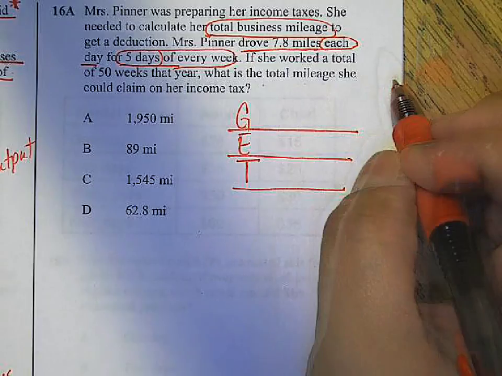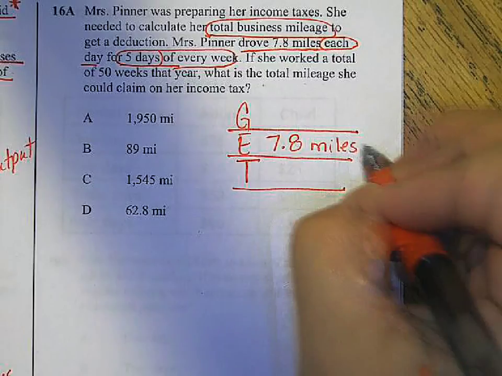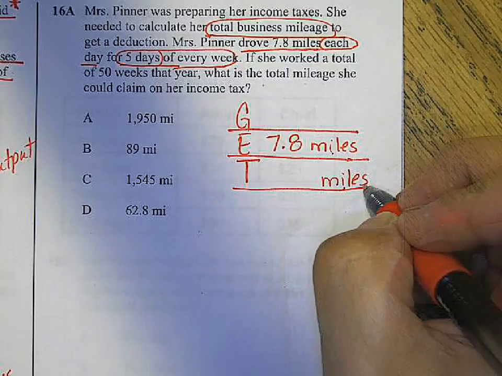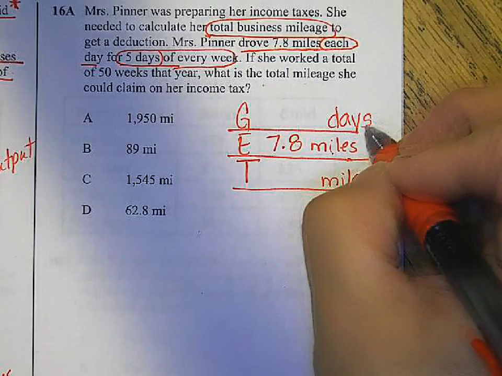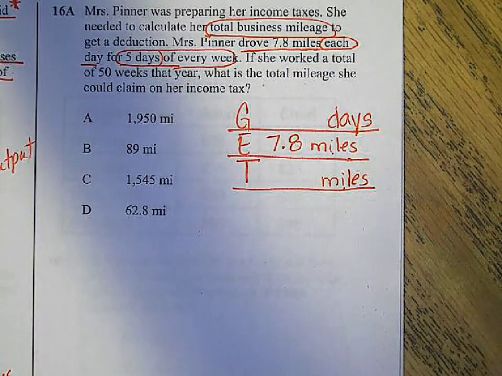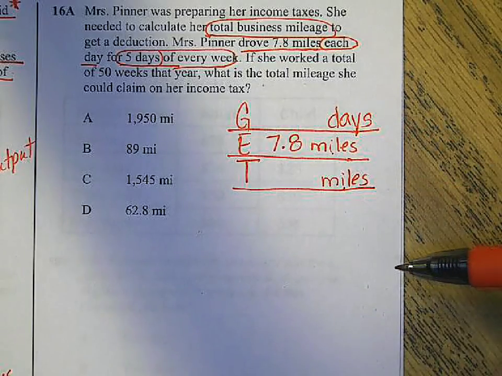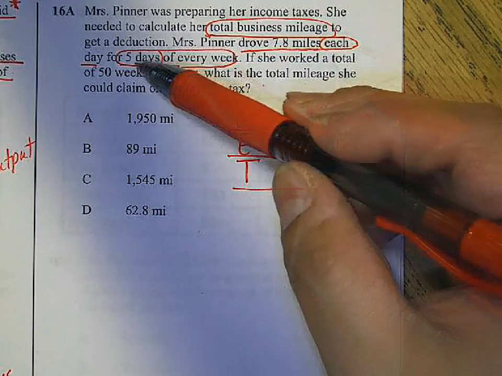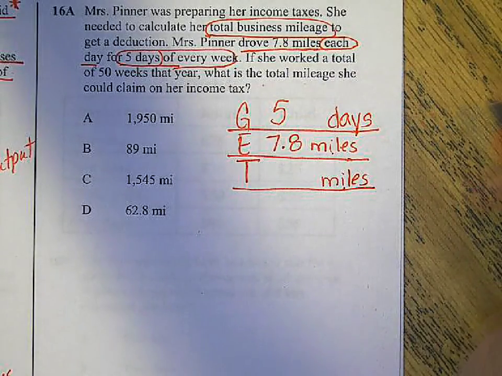So 7.8 miles each day, that goes here, right? If this is miles, then what is this? Miles. If this is miles, this is miles, this is what? What did we break up the miles into? Into days, right? So is it telling me how many days, or is it telling me a total number of miles? Really, that's what it's telling me. Because it says, she drove this for 5 days every week.